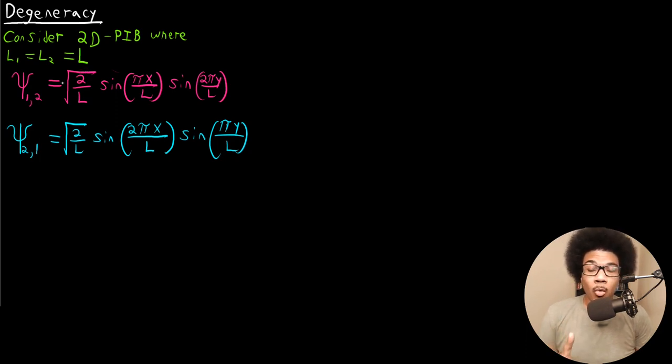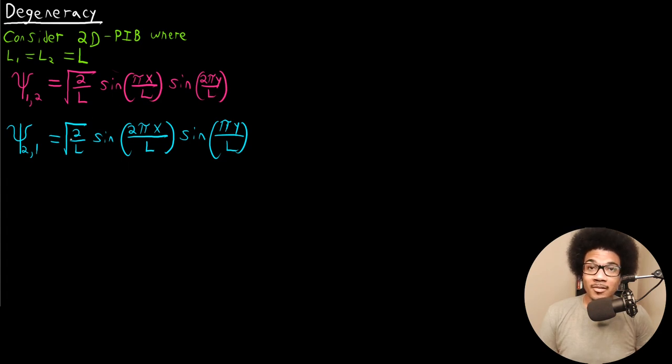So if we consider that, then you can imagine two unique wave functions for the two-dimensional particle in the box. One wave function is where the first quantum number is 1 and the second quantum number is 2. And so for the wave function, that first sine argument that depends on x is going to have pi over L out front. And the second sine argument that depends on y is going to have 2 pi over L out front.